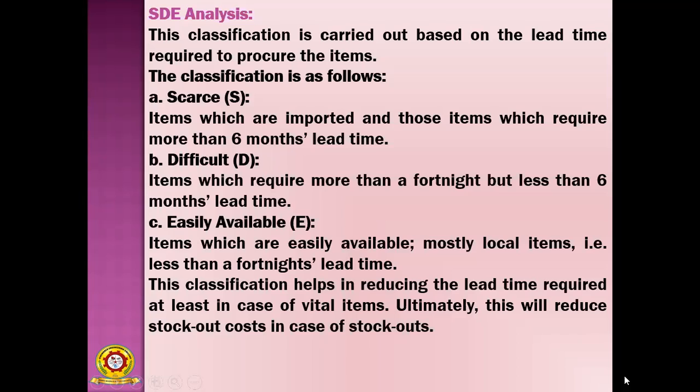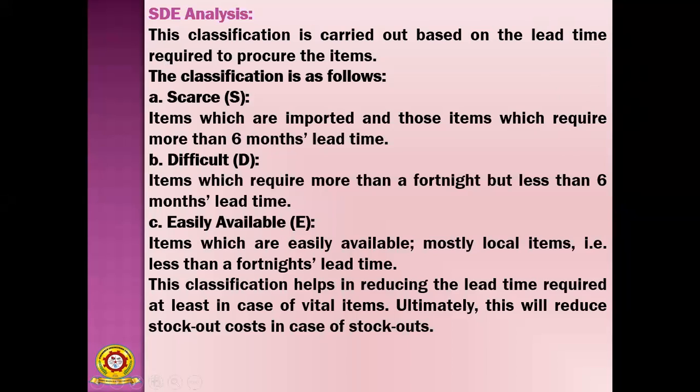And be difficult. Okay. So next item is difficult, D. Items which require more than a fortnight but less than 6 months lead time. Okay. So that means items which require more than a fortnight but less than 6 months. So less than 6 months means lead time is less than 6 months. So when you are placing the order, you are receiving the material in less than 6 months. So that item will be treated as difficult item. It is indicated with D.